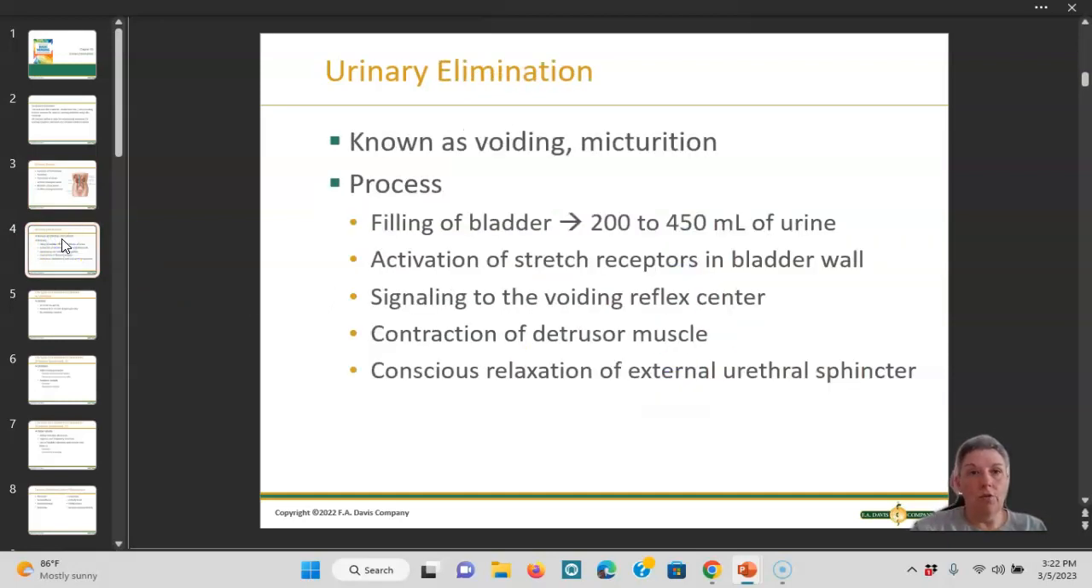Okay, so the process known as voiding or micturition. Micturition would be another word that you might see on the test if you don't know what it means. Hence, the question is going to be a little harder.